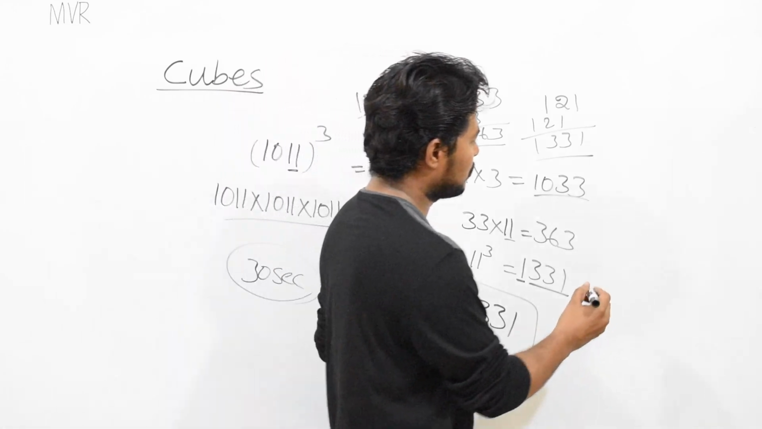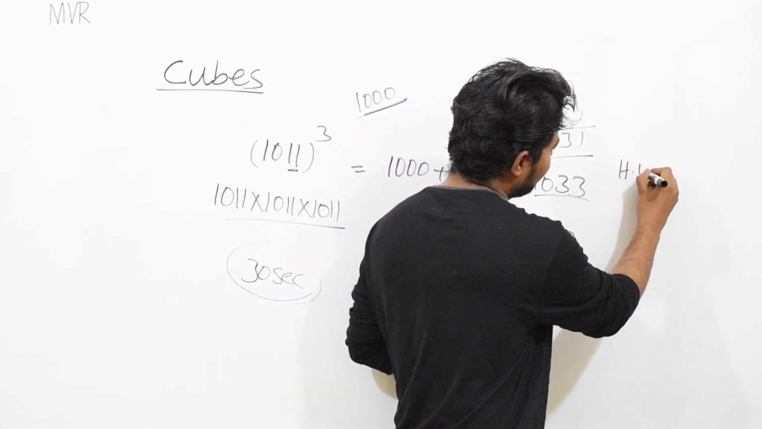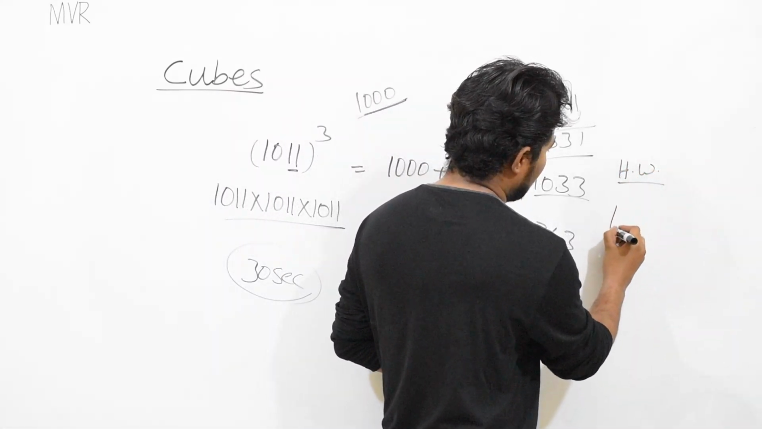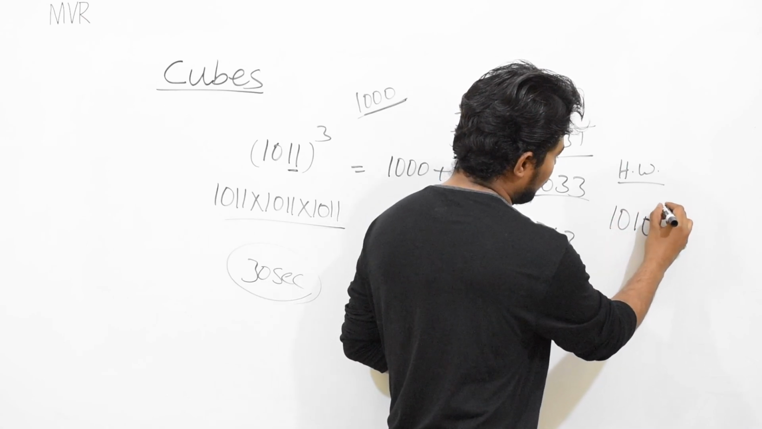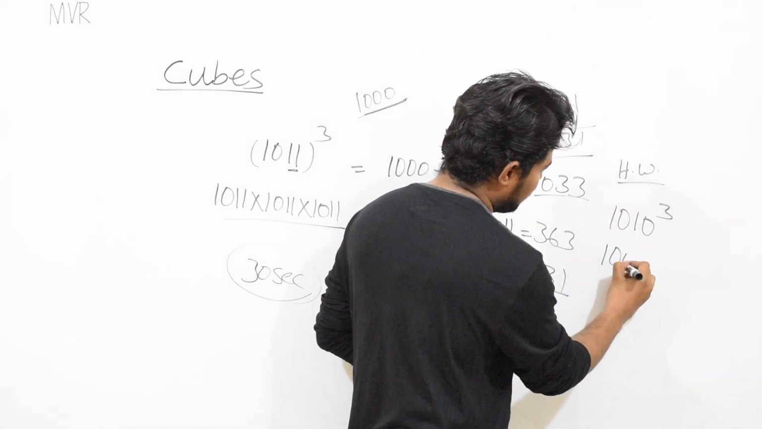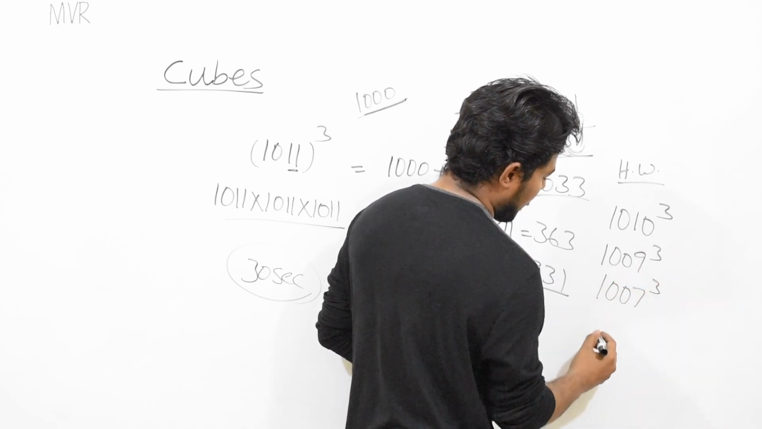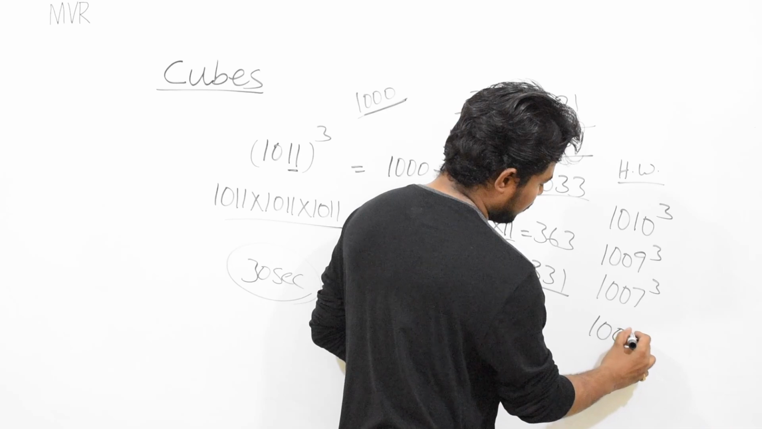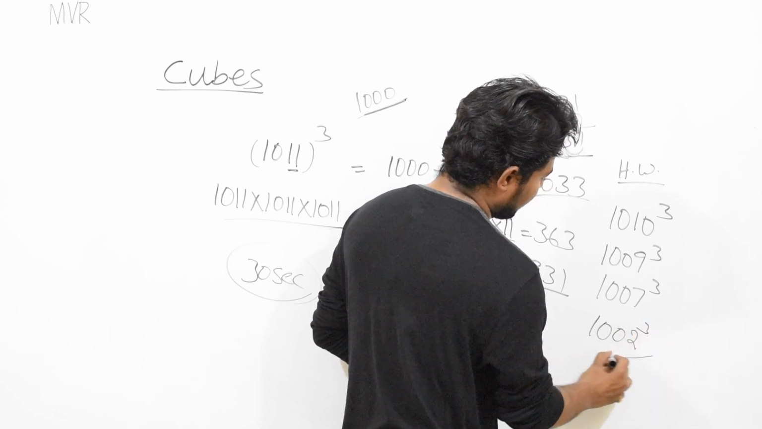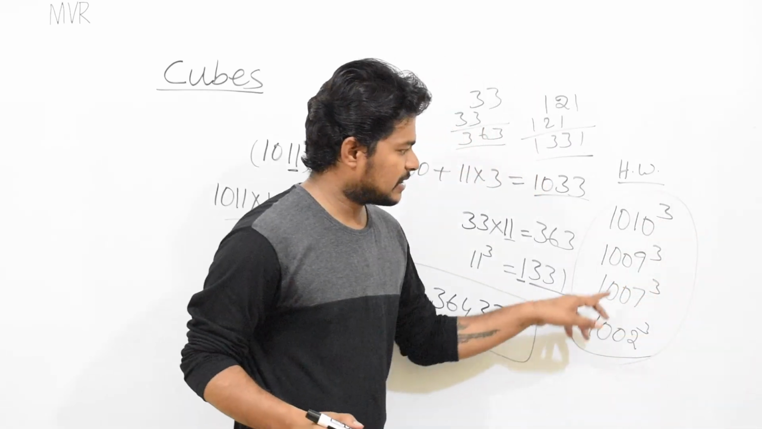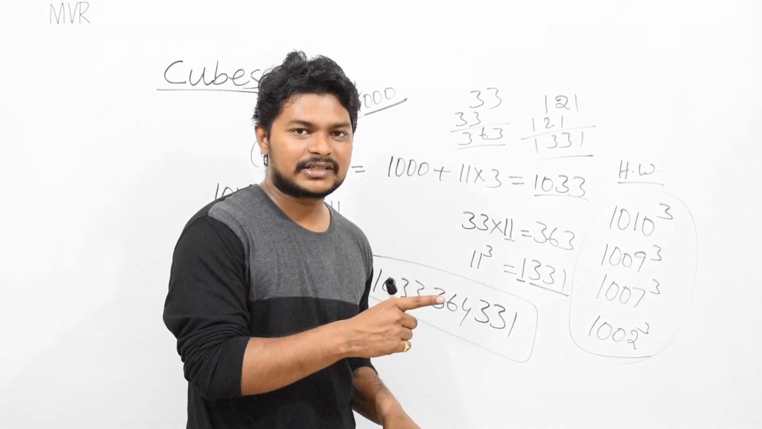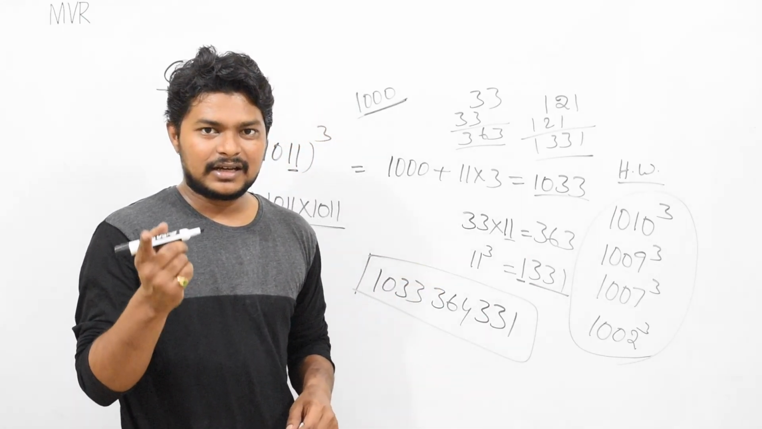And you just do the homework, okay? I will give the homework also. You do homework, you solve 1010 cube, okay? 1009 cube, 1007 cube, 1002 cube. You have to solve this and write the answer in the comment section. I will see and verify that.